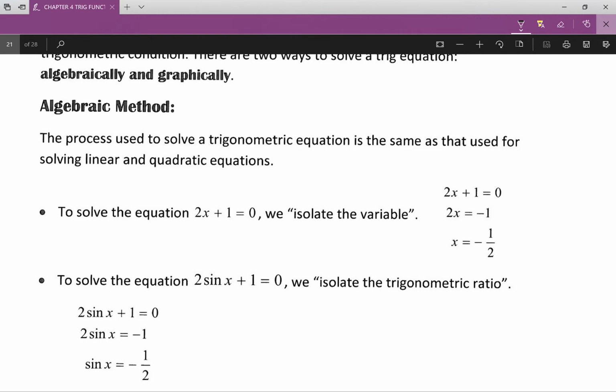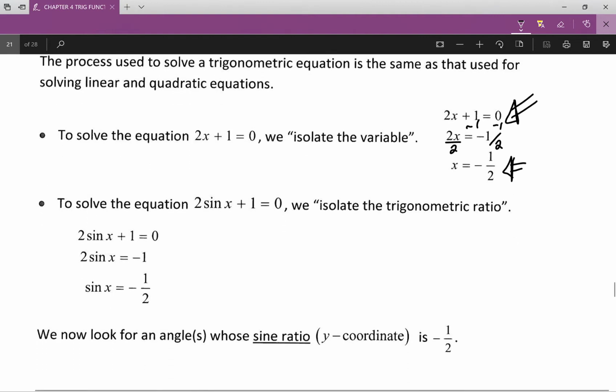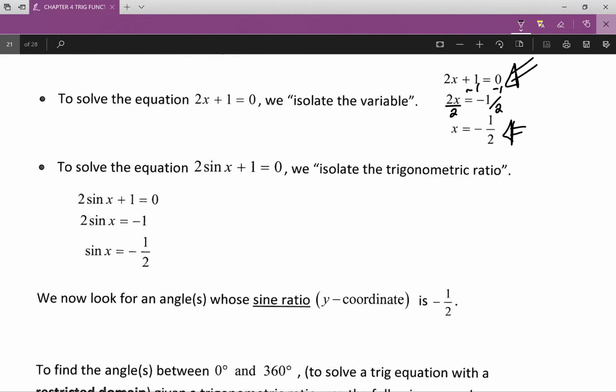Now, to solve the equation 2x plus 1 equals 0, what we want to do is isolate the variable. If we look off to the right, you see we subtract 1 from both sides, then we divide both sides by 2, and that gets me to x equals negative 1 over 2. Now let's say we had a trigonometric equation, and it's kind of the same thing. We have 2 sine x plus 1 equals 0. So all that we did is, instead of the x, we have sine x now.